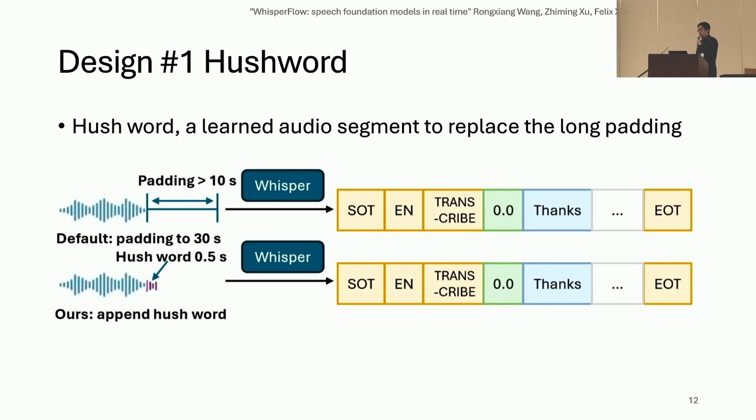So targeting these inefficiencies, we propose our three designs. The first design is Hushword, which is a learned audio segment to replace the long padding. As shown in the figure here, instead of padding longer than 10 seconds of zeros after the original audio buffer, we replace it with a 0.2-second Hushword audio segment trained by ourselves. And as expected, the model will output the same transcript compared to the default padding.